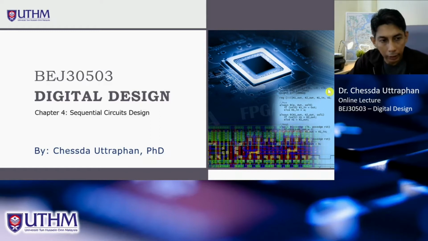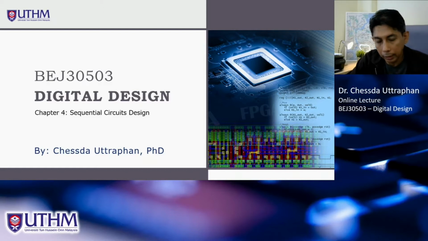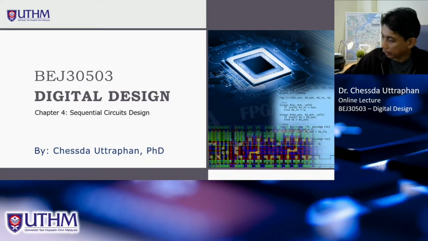In the previous chapter, we have learned how to design one of the digital circuits, which is the combinational circuit. So in digital circuit, we have two main types of circuit. The first one is combinational circuit, and the second one is sequential circuit. The first one we have learned already how to design, and now we will learn another kind of digital circuit, which is the sequential circuit. So what is the difference between sequential and combinational circuit?